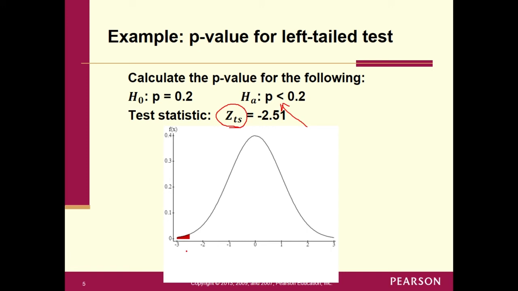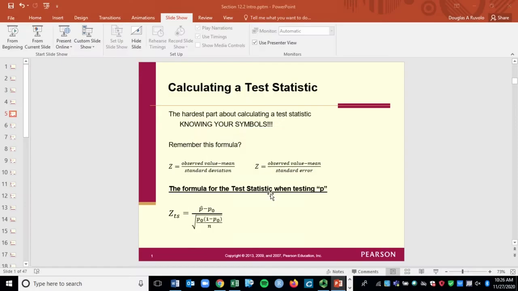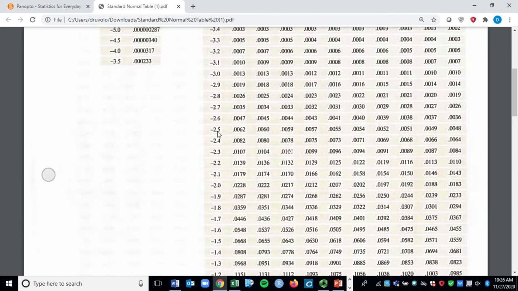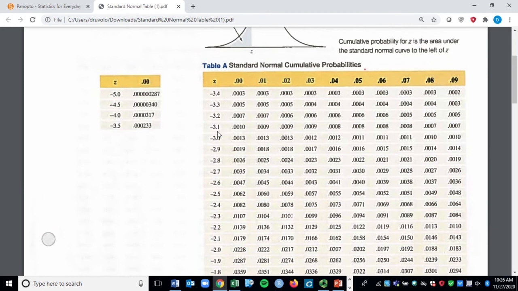So we're going to figure out the area to the left of the test statistic, okay? So notice our area is not too big, okay? This area in red is representing the p-value, all right? So what I'm going to do is get out of the presentation and look at a standard normal table to look this up. So negative 2.51. All right, let's go look this up. So here's my standard normal table.